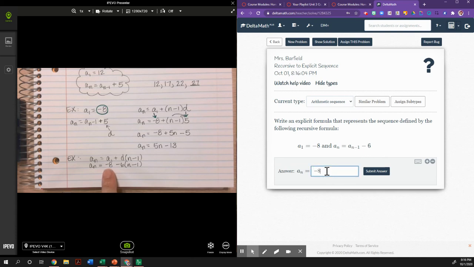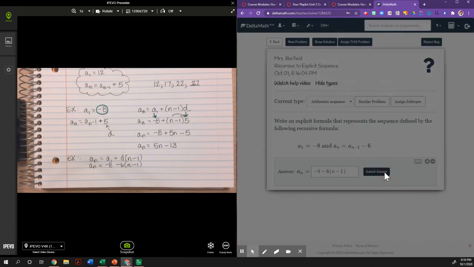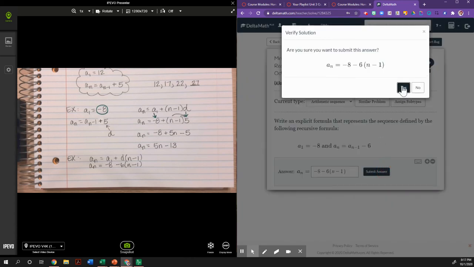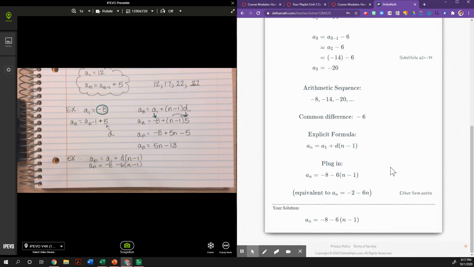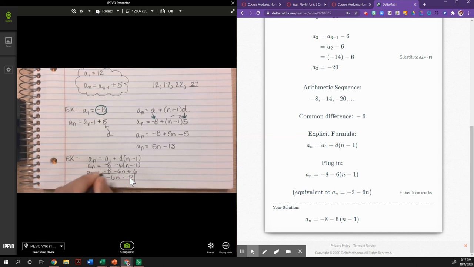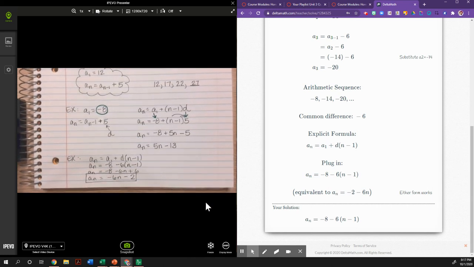So negative 8 minus 6, parentheses, n minus 1. Submit my answer. And there you go. Here is where, if I were to simplify and distribute, negative 8 minus 6n plus 6 gives me negative 6n, and negative 8 plus 6 is negative 2. So whichever one you would like to type in will be counted as correct.